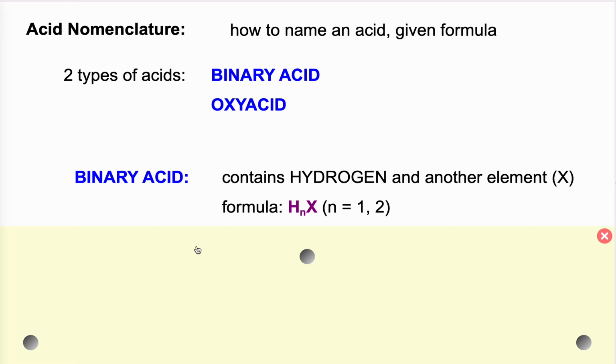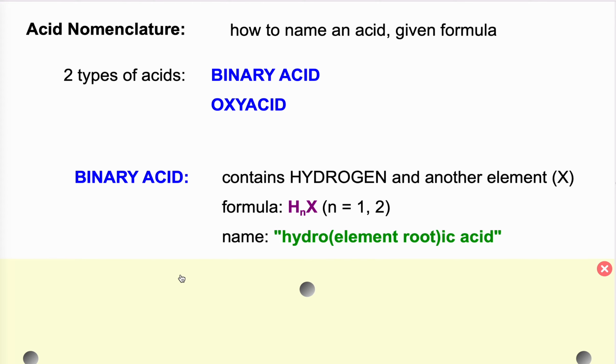The formula for naming a binary acid looks like this. It's two words. The first word begins with the prefix hydro, followed by the root of the name of element X, with the suffix -ic, followed by the word acid. So, hydro, element root, -ic, acid.